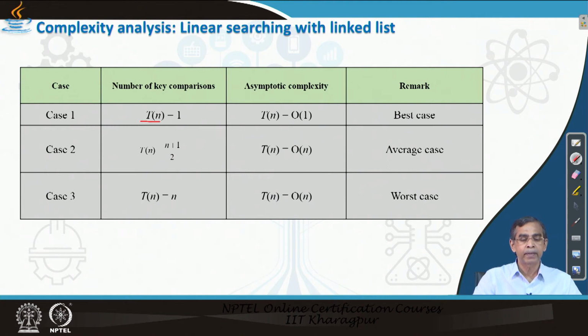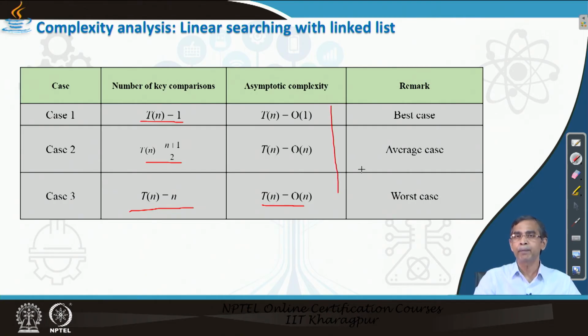So, this is the base case, a fixed time. This is basically the average case, as usual it is (n+1)/2, half of the list to be traversed in general. And the worst case is when the element is either available at the last node or is not available in the list. So, the worst case is this one. These are the time complexities.